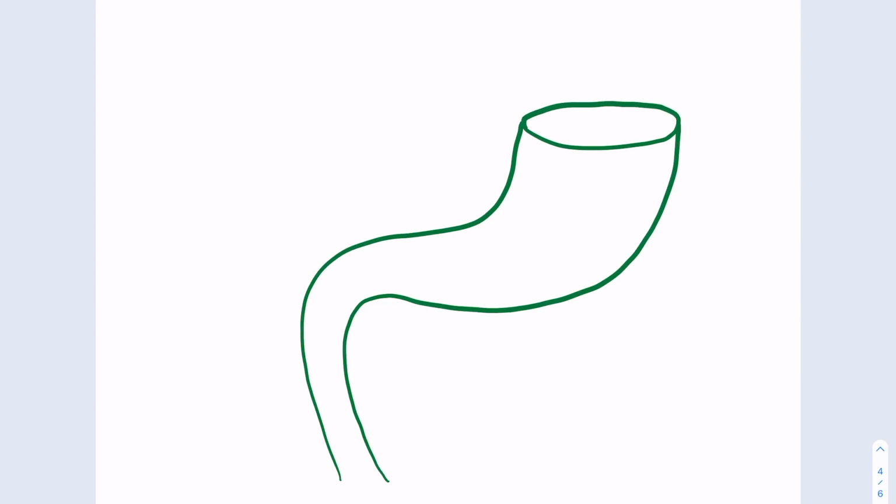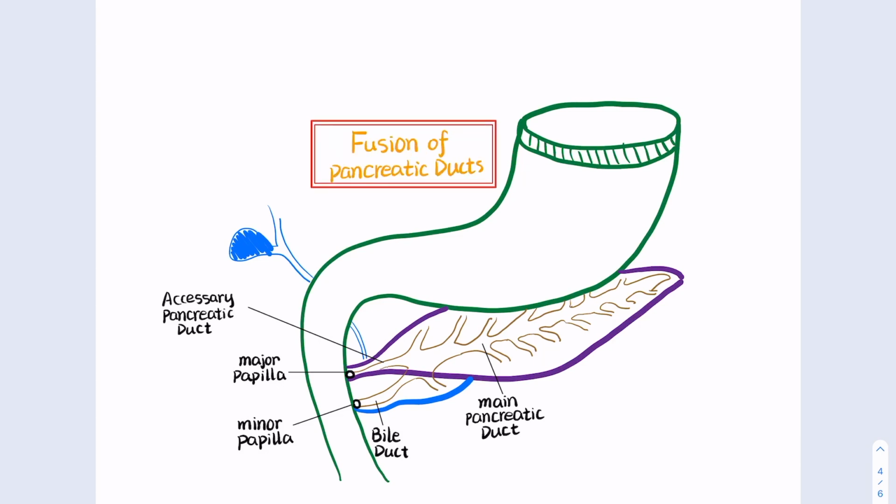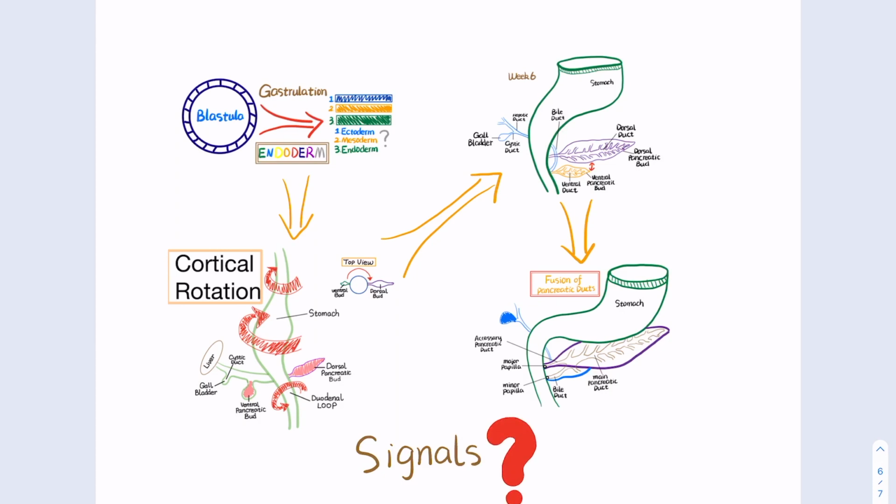We are still in week 6. As you can see, the dorsal and ventral start to attract each other, and finally, the ducts fuse and form a unity. After all of those processes, the initial pancreas is finally formed. Of course, some people might be interested in what is causing all of those to happen. Hey, stay with me, we're almost there.